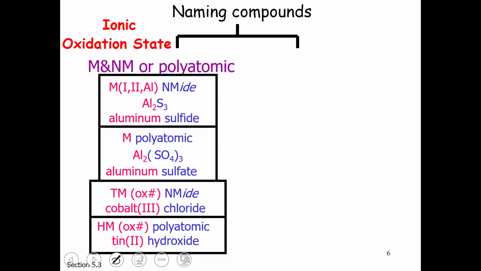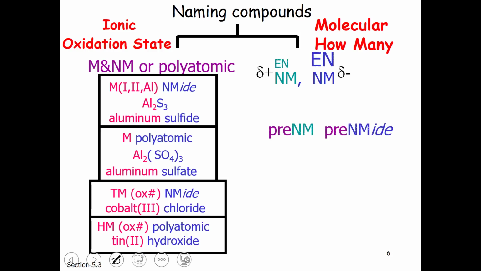Transition metals, we should definitely give the oxidation number for all but the few exceptions. And heavy metals, we should also give the oxidation number. And in this case, we can have a polyatomic as the anion. For molecular compounds, these are things where a nonmetal is bonded to a nonmetal.